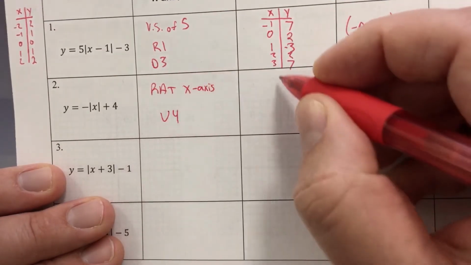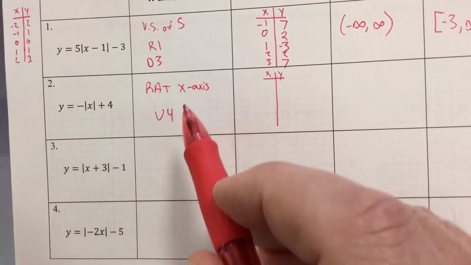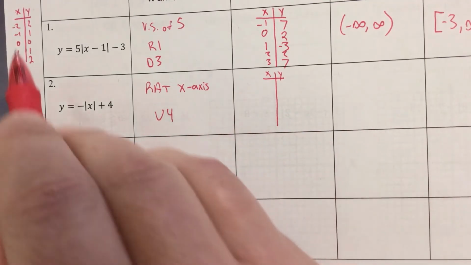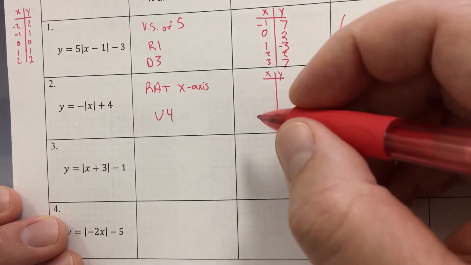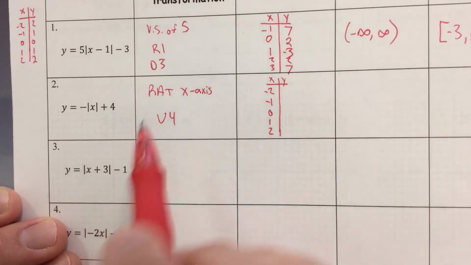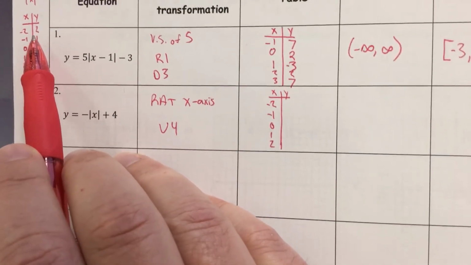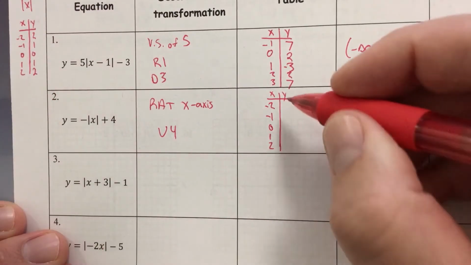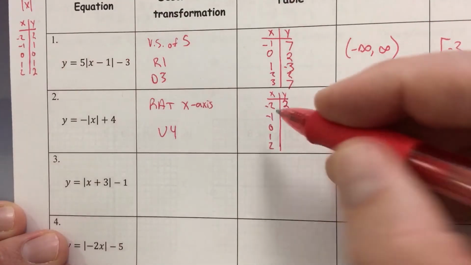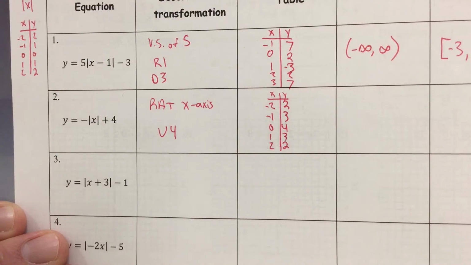+4 is up 4. Reflection across the x is going to affect the y values. Up 4 is also going to affect the y values. Let's do the reflection across the x first. So nothing's going to affect the x. So I'm just going to copy the x here, -2, -1, 0, 1, 2. The y value, reflection across the x is going to make it negative, then move it up 4. So we're going to take this 2, make it negative, so -2, then add 4 to it, so 2. Make 1 negative, -1, add 4, 3. And you can do that for the next couple, and you'll be left with that.